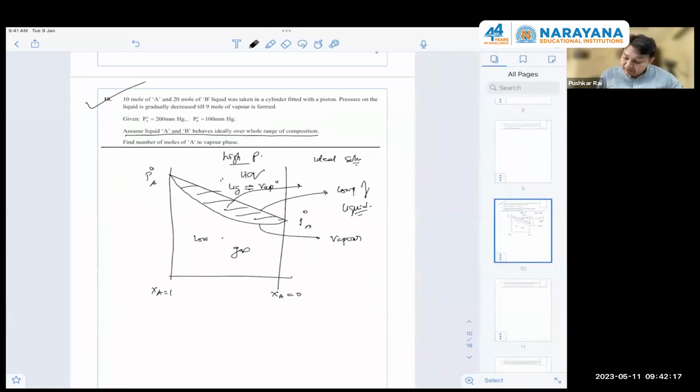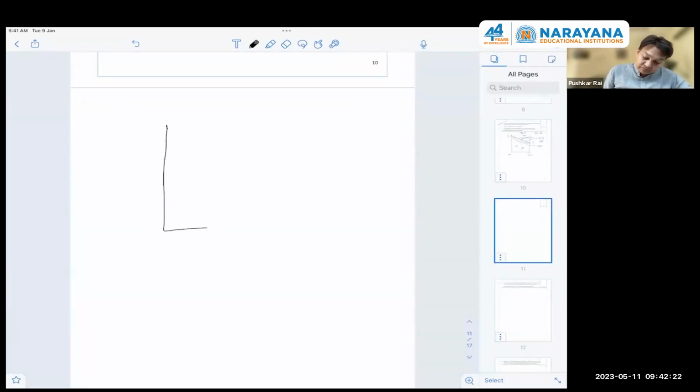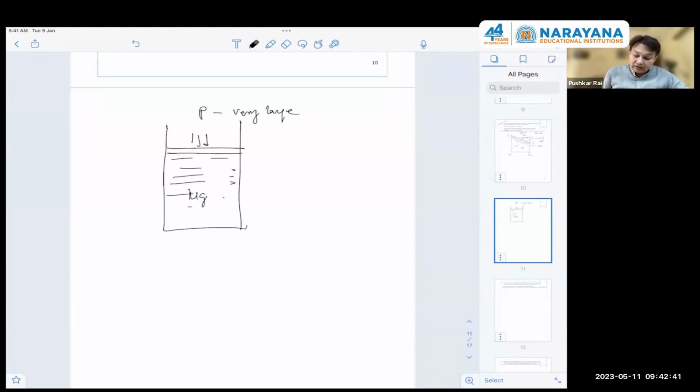In this, you have solved many such questions, like we have taken a piston, and we have taken a liquid into this one. We applied P, very large. So this liquid is whole liquid. Now we started to decrease the pressure. Slowly, a point will come when vapor will start forming.